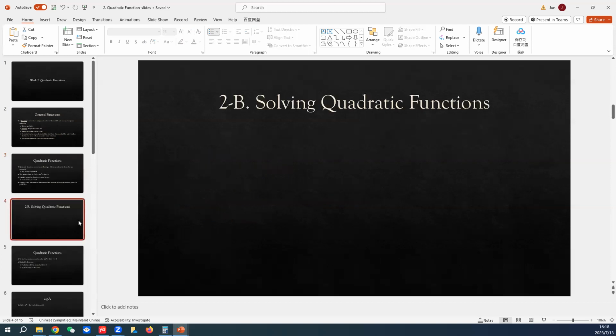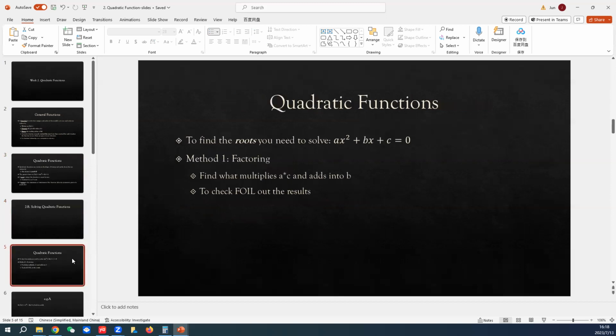So let's look at how to solve those functions. The first method, which is more skillful, is called the factoring method. For a function like ax squared plus bx plus c, as we are solving for its root, we should set this polynomial equal to 0. To solve this through the factoring method, we need to find two numbers that multiply to a times c and add up to b. Then we can FOIL the results.